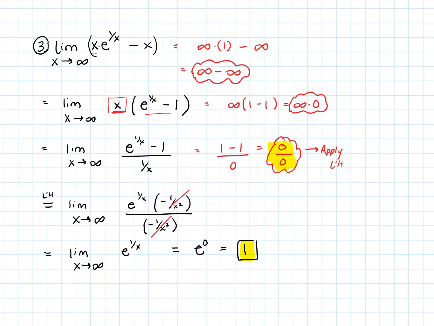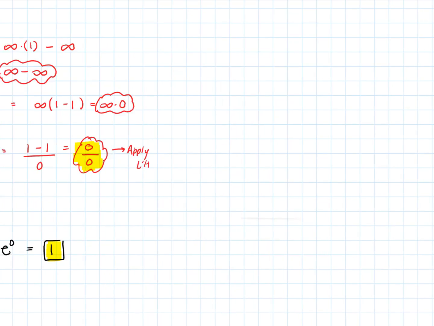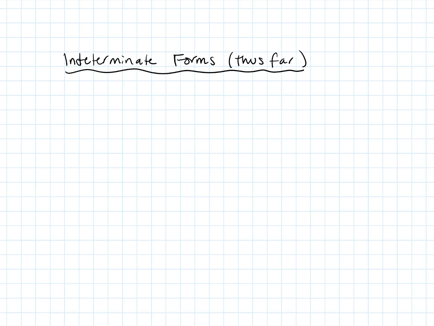Okay. So our process is first to identify if we have an indeterminate form, second to manipulate it into the indeterminate form 0 over 0 or infinity over infinity if necessary, and then apply L'Hopital's rule. So we'll leave off this video just summarizing indeterminate forms thus far. We have one more round of indeterminate forms to go, but thus far we've got 0 over 0, we've got infinity over infinity, we've got infinity minus infinity, and we've got 0 times infinity.